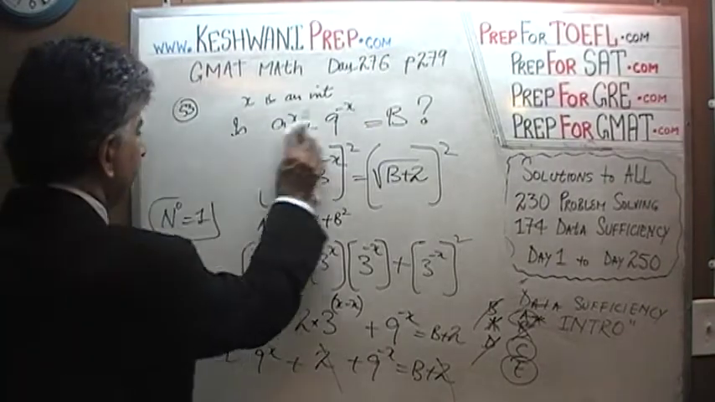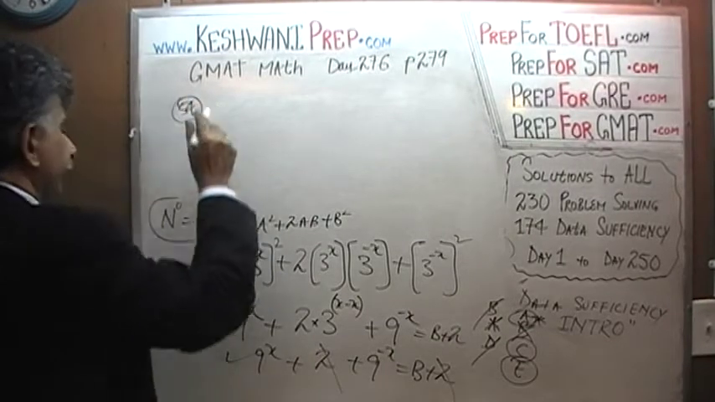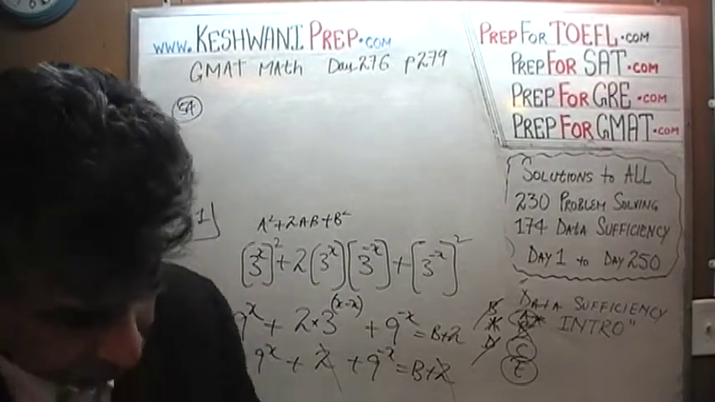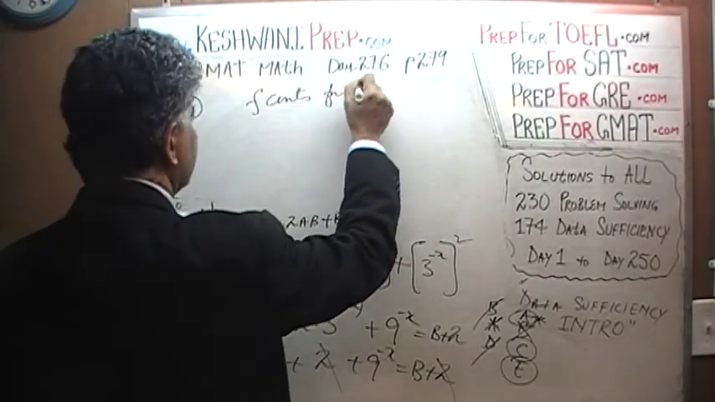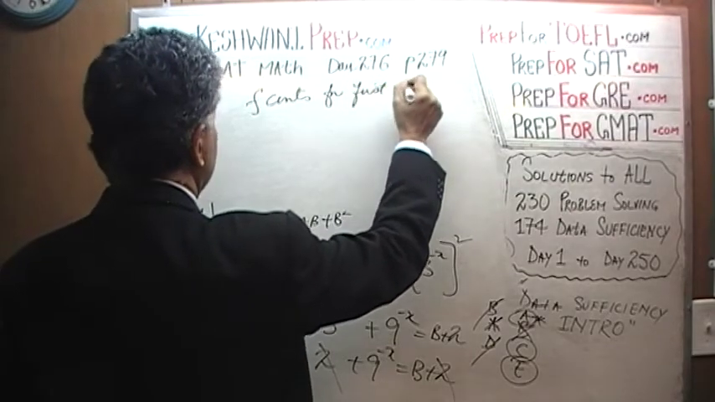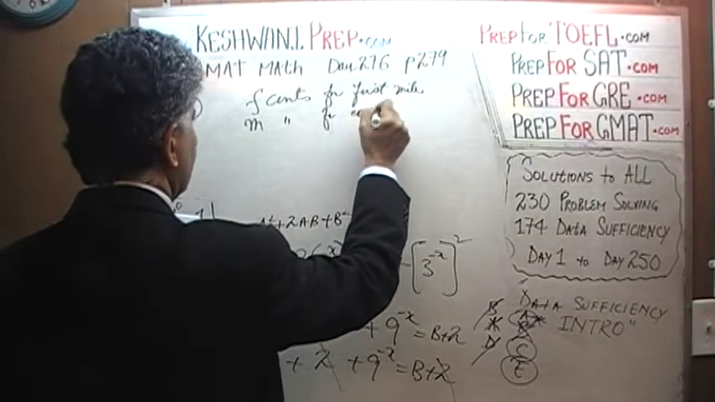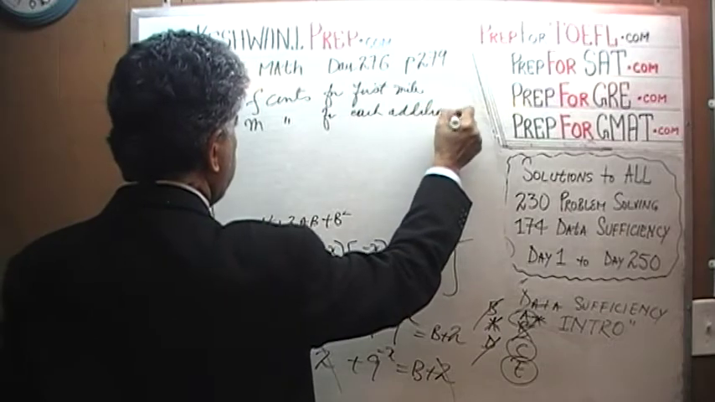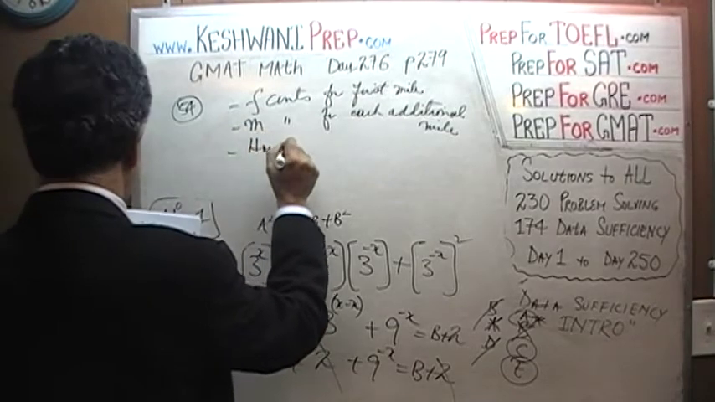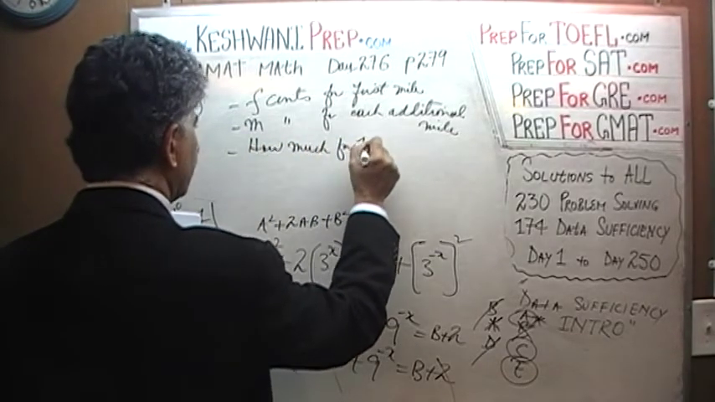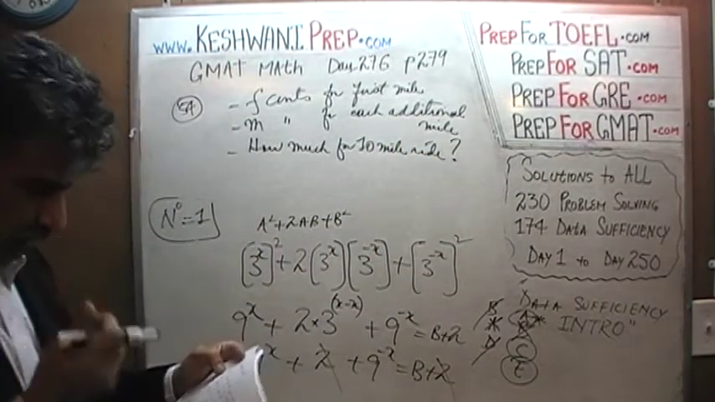Number 54. We are told that we are going to charge F cents for the first mile, and then we're going to charge M cents for each additional mile. The question is, how much for a 10-mile ride?